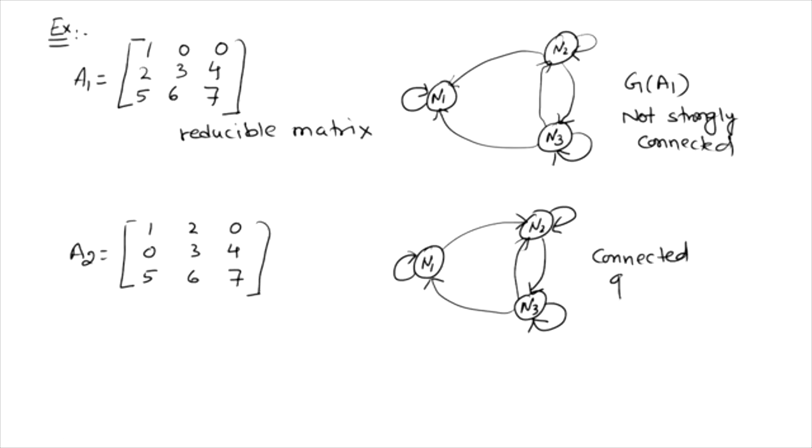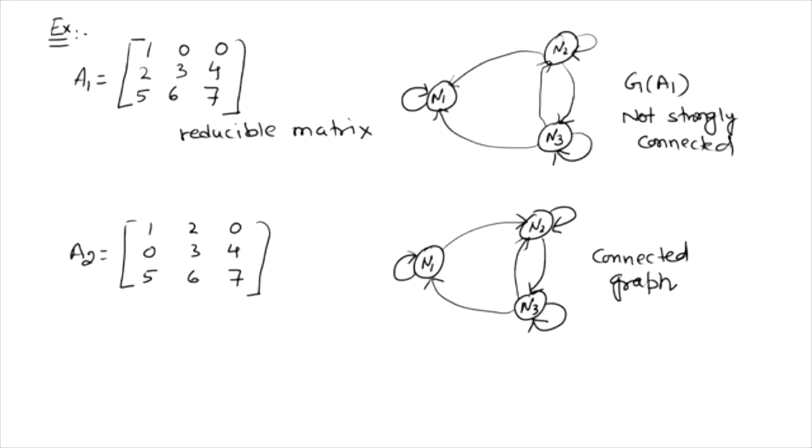There is another method if you have more nodes, like 20 nodes. There are several algorithms for checking whether the graph is strongly connected or not. But I am not discussing those in this lecture, because that is part of a separate course. I am just building an understanding of matrices and how we can use graphs for checking whether the given matrix is reducible or not. So here it is a strongly connected graph, so it is an irreducible matrix.